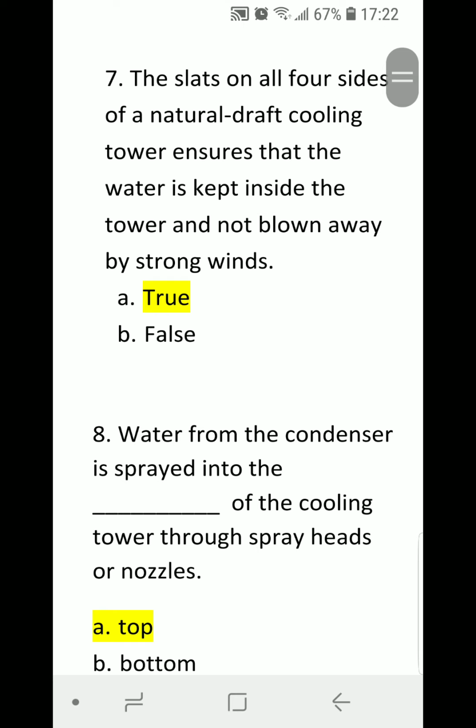Number 7. The slats on all 4 sides of a natural draft cooling tower ensures that the water is kept inside the tower and not blown away by strong winds. A. True. B. False. Correct answer is A, true.